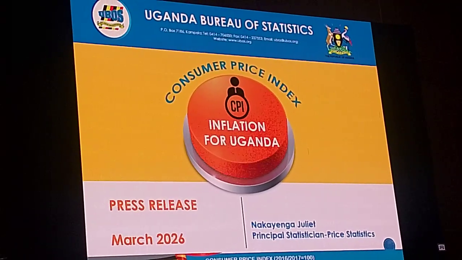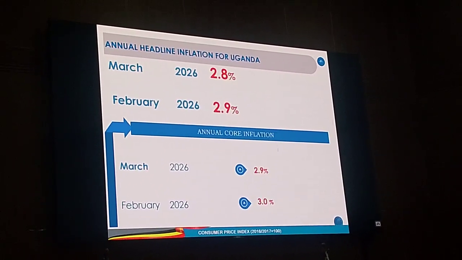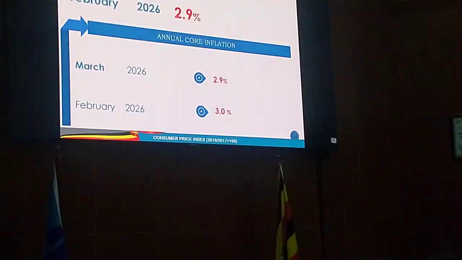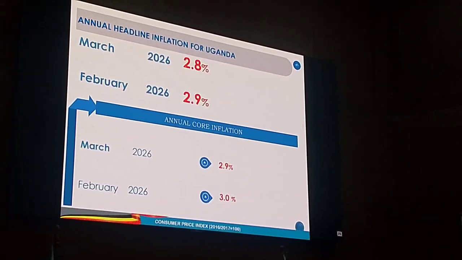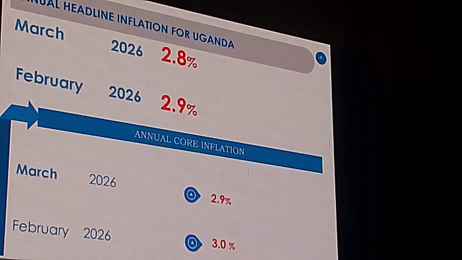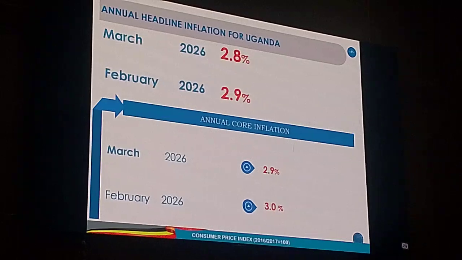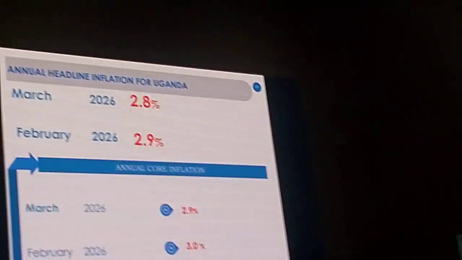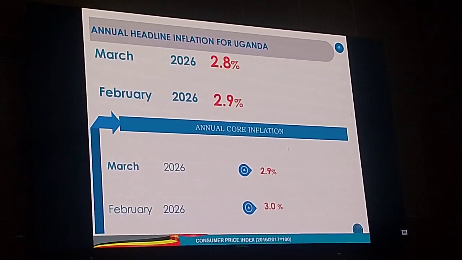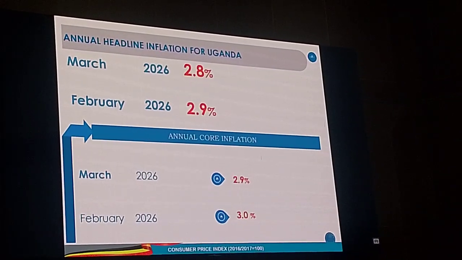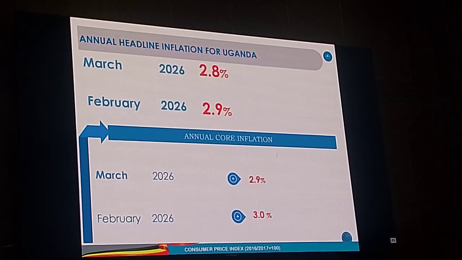So ladies and gentlemen, the annual headline inflation for Uganda for the month of March 2026 was recorded at 2.8%, compared to the 2.9% that we recorded in the month of February 2026. This time we are talking about annual headline inflation, comparing this period of the month and year with the similar period of last year. So the annual headline inflation was recorded at 2.8 compared to the 2.9.